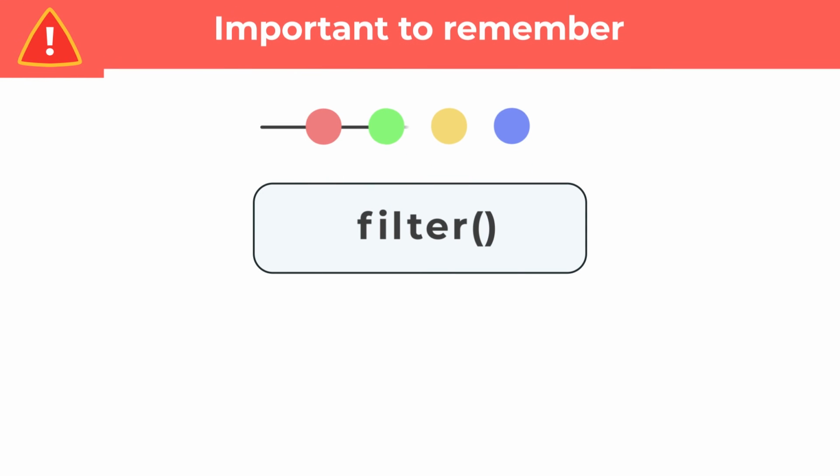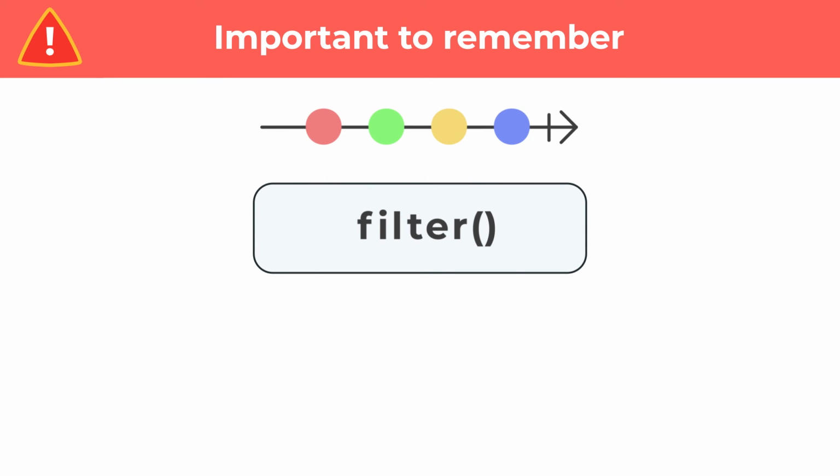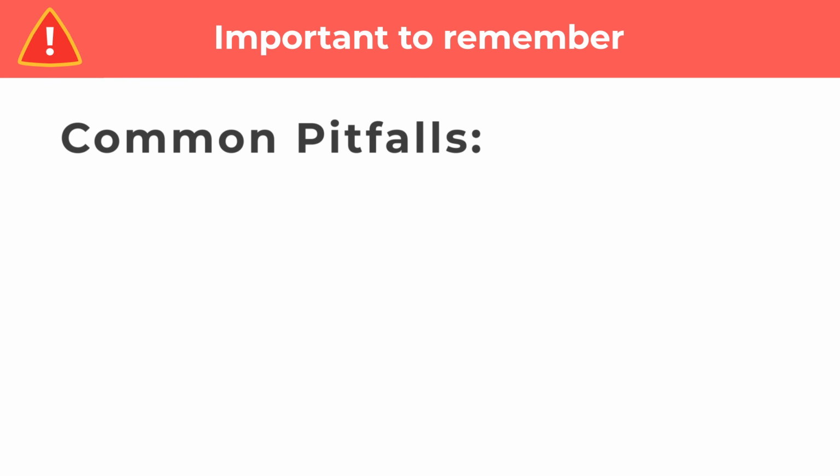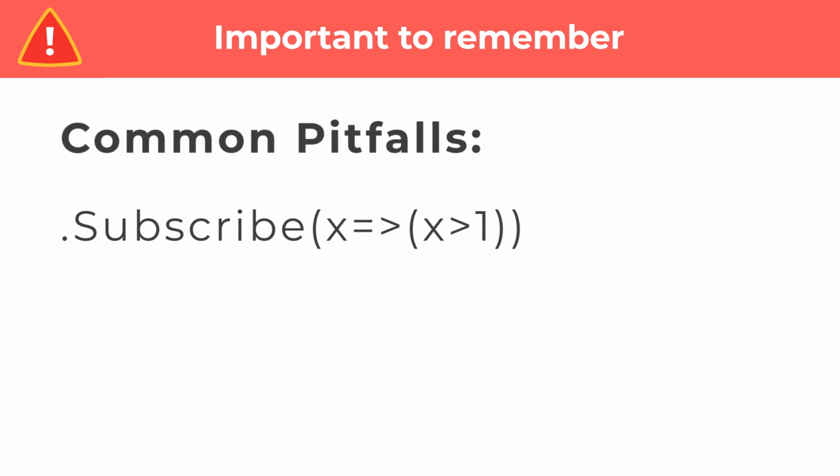An important thing to remember is that the filter operator always returns a Boolean, meaning it skips values when false and emits new values when true. One of the most common pitfalls I've run into when reviewing code with observable streams is when filter logic is put into the subscribe block or inside a blocked map.